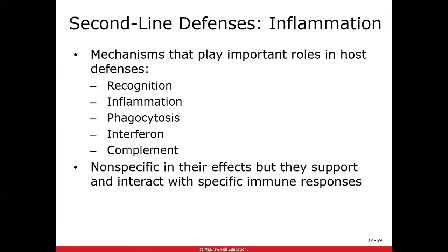Inflammation. So mechanisms that play important roles in host defenses: you have to recognize that something's not right. Then you have inflammation. Then you have phagocytosis, which engulfs it or eats it up. You have interferon and complement. So they're non-specific in their effects, but they support and interact with specific immune responses.